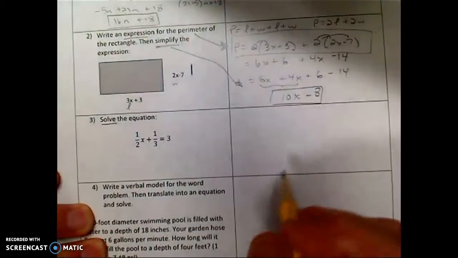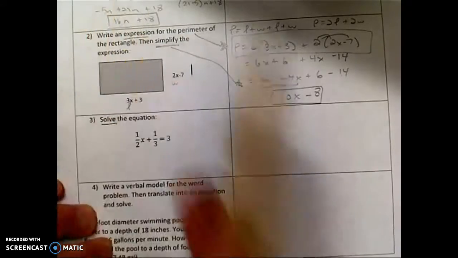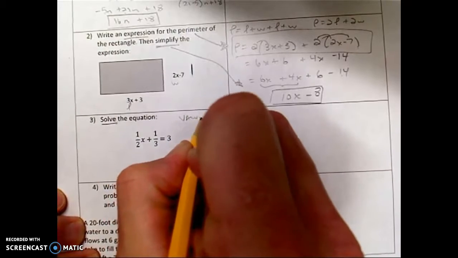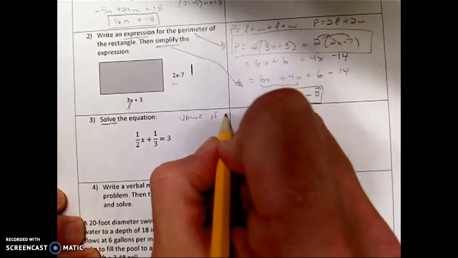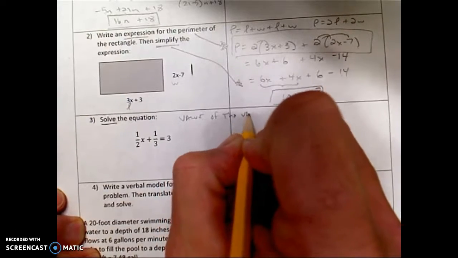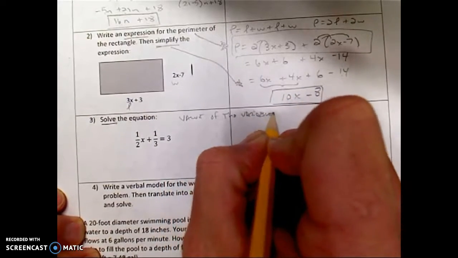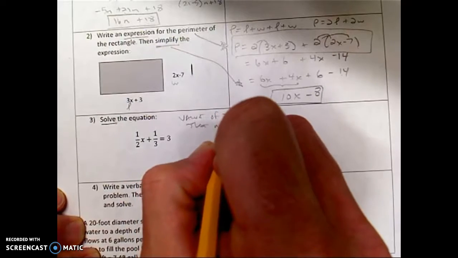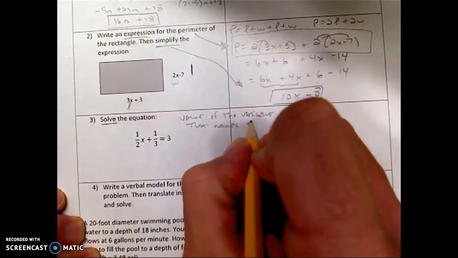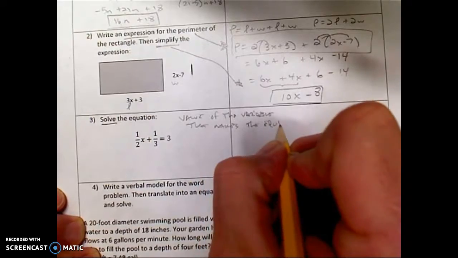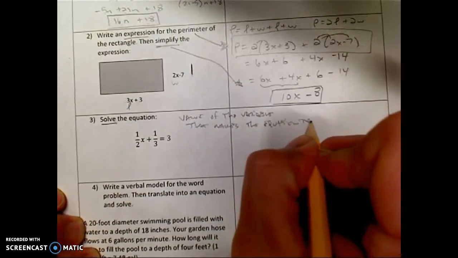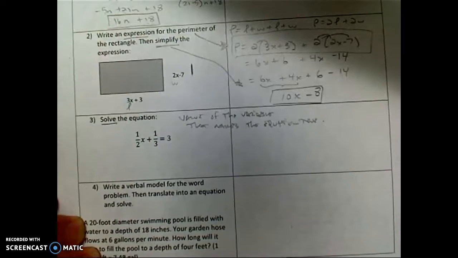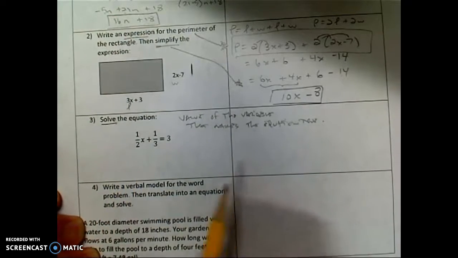Next, we're asked to solve. So simplify means combine the like terms and distribute. Solve means find the value of the variable that makes the equation true. Now remember, we have 2 tools to do this. Inverse operations, undo whatever's been done to the variable, and properties of equality, I need to do that on both sides. So I look at this equation, I see that it contains fractions.